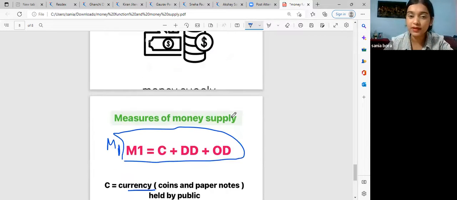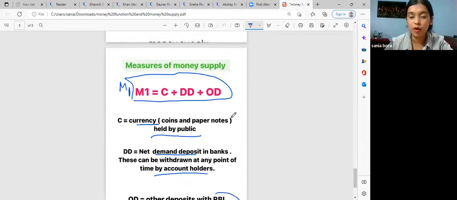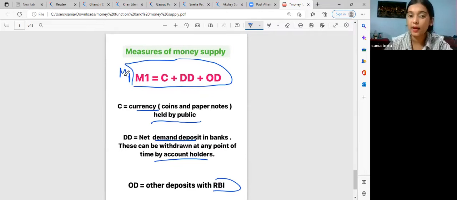Getting it? So this is the formula for measuring money supply: M1 equals C plus DD plus OD. C is currency, DD is demand deposit, and OD is other deposit. Clear?